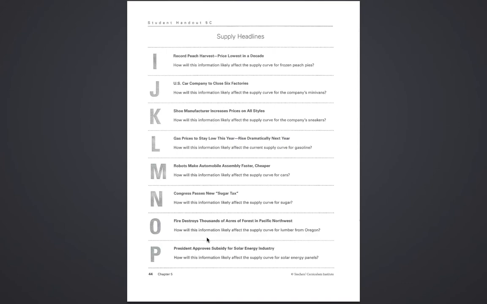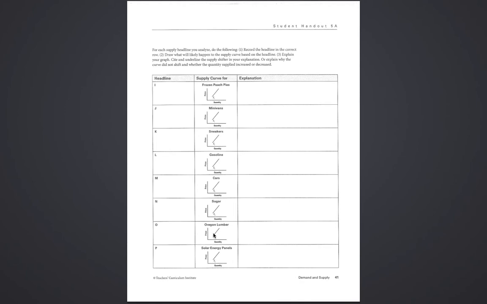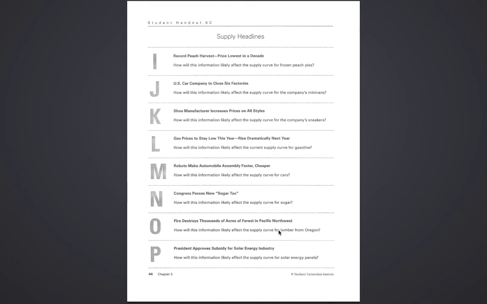Okay, fire destroys thousands of acres of forest in Pacific Northwest. How will this information likely affect the supply curve for lumber in Oregon? Obviously, our headline is there's a fire in the forest. If there are fewer trees, the supply of lumber is going to go down. We did not change the price, so we have a new curve back to the left. And the reason is because we have a fire that destroys it. So obviously that's going to decrease the amount of lumber that's available.